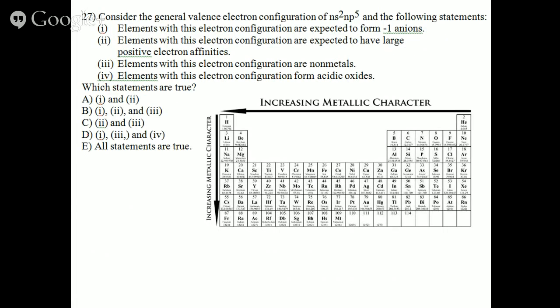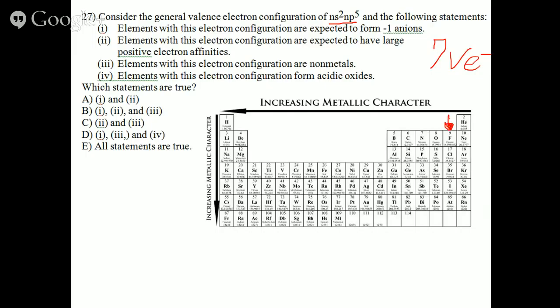All right, this one's a good one because you guys hate these questions. Which of the following are true? Man, it'd be even worse if they said which of the following aren't true. Just totally mess with your head. Well, first thing, let's take a look at the configuration they give us. ns2 np5. So we're talking about having 7 valence electrons, so we know we're talking about group 17. We're talking about all these guys.